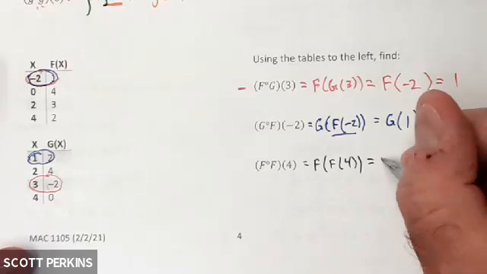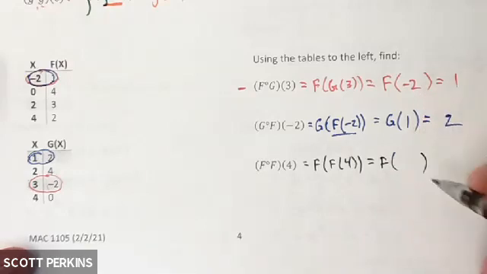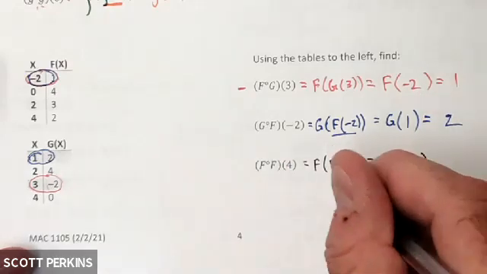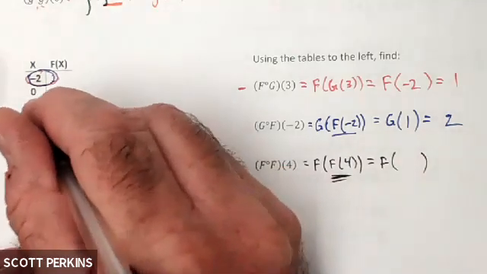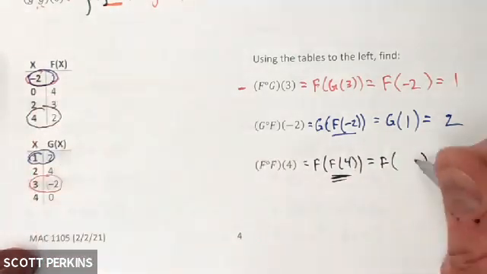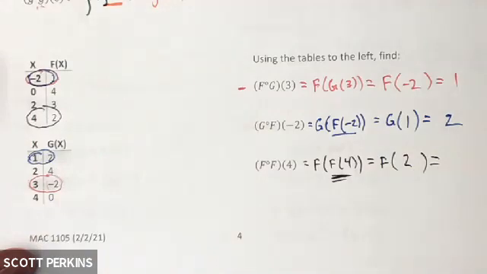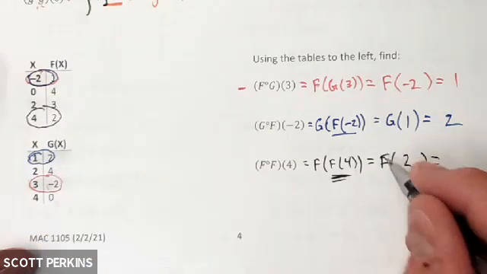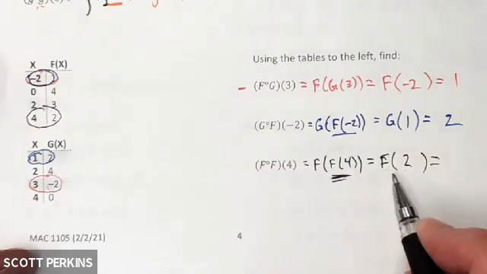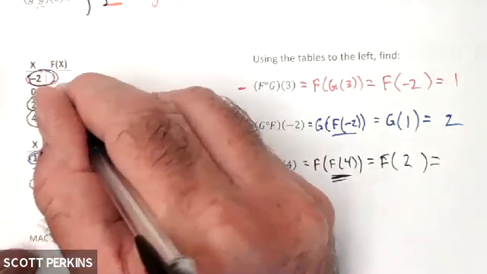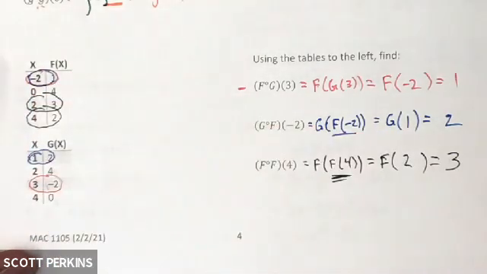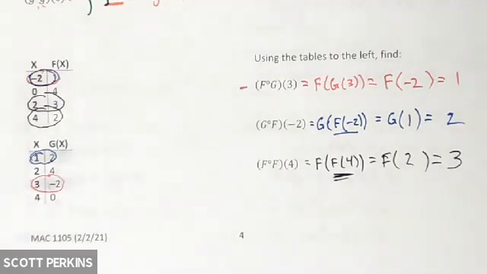Okay, so f composed with f of 4. First thing I've got to do is figure out what f of 4 is. I go up here, and f of 4 has an output of 2. Then I go back to the table because we're using the same function. I've got f of 2, and f of 2 is right here. So my output is 3. And there we go, there's our function composition.